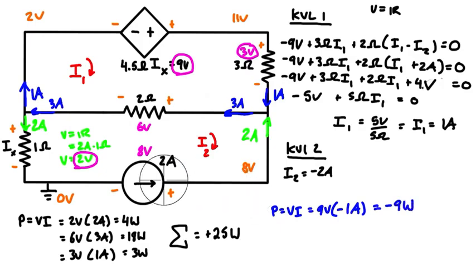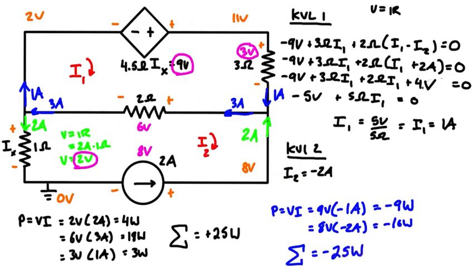And when we do this for the independent current source down here, we're also going to do P is equal to VI, and we have 8 volts times negative 2 amps, so that's equal to negative 16 watts. And when we take the sum of that, we just find that we have negative 25 watts. So we have a total of 25 watts being delivered into the circuit and a total of 25 watts being dissipated from the circuit. And this nets out to 0, which is what we expect. So this is just a good check to make sure that we've done everything correctly. Or like I said, if you're asked to solve it, then this is how you do it as well, or one of the ways that you can do it.